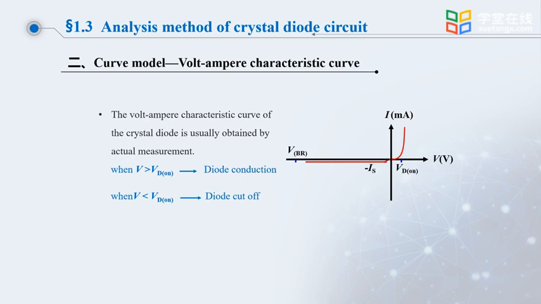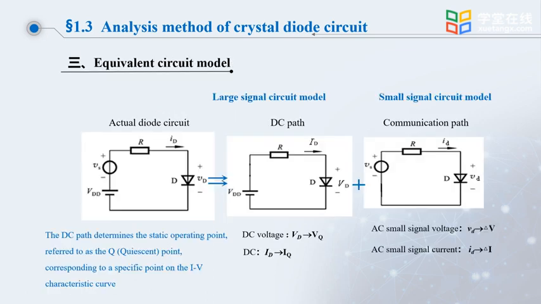The volt-ampere curve can be used to solve for the voltage and current of the diode. We draw the volt-ampere characteristic curve, and then draw the load line of the external circuit of the diode, to find the intersection. By reading the coordinates, you can find its voltage and current. We usually do not use this method. Let's look at the third model, called the equivalent circuit model.